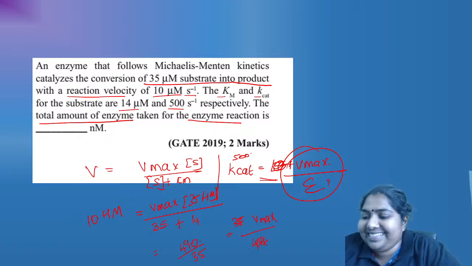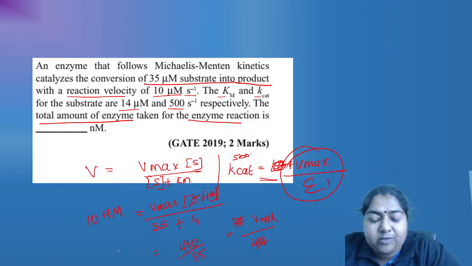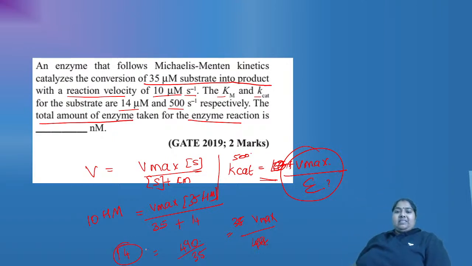Come on everybody. It is coming around 14 for you all. Yes or no? It is going to be 14. Everybody is getting 14? So what is this 14? 14 is going to be your Vmax.